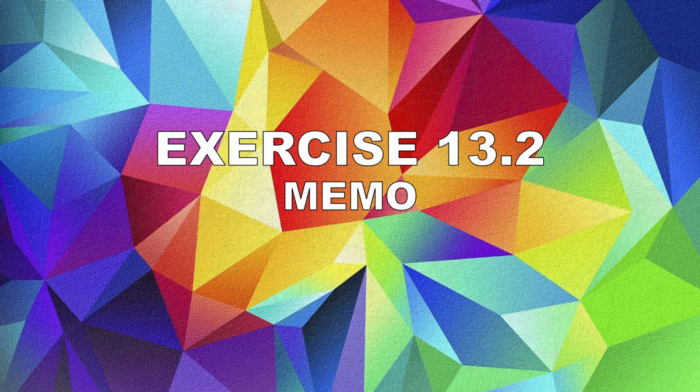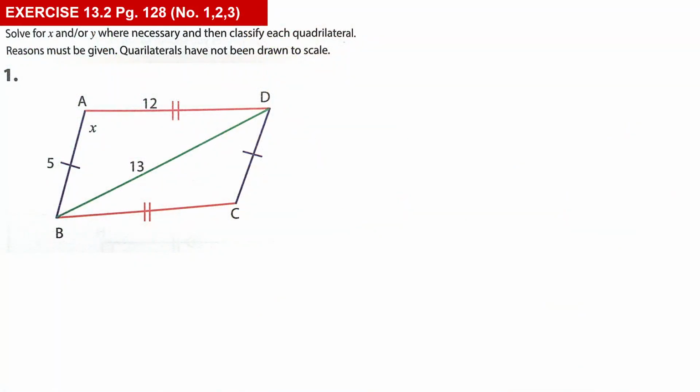Hi guys, here's the memo explanation for exercise 13.2. Alright, so I asked you to do number 1, 2, and 3. This is number 1. Okay, so for this one, you'll have to classify the shape before you can tell me what x is. So, okay, what do we know?